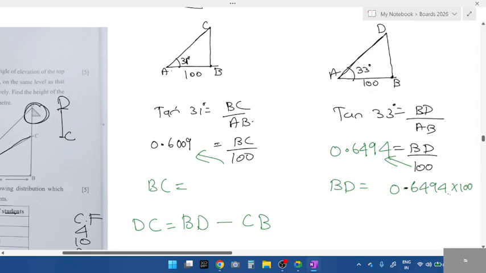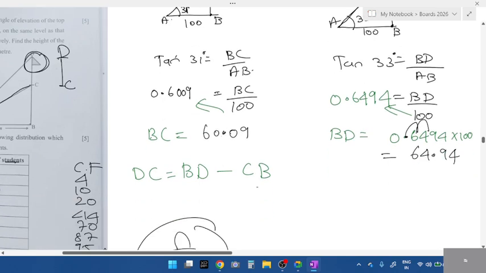That is wrong. Tell me this one. If you multiply by 100, what do you get? How many positions do I have to shift, Anya? 64.94. What about BC? Then if you subtract, how will you get 6,000? When you subtract, what do you get?